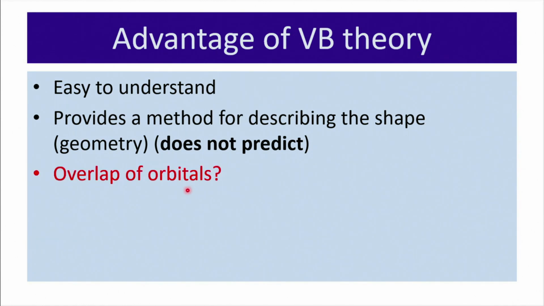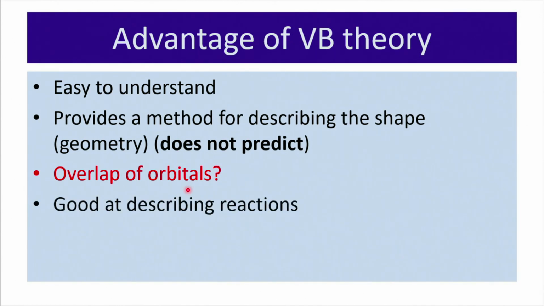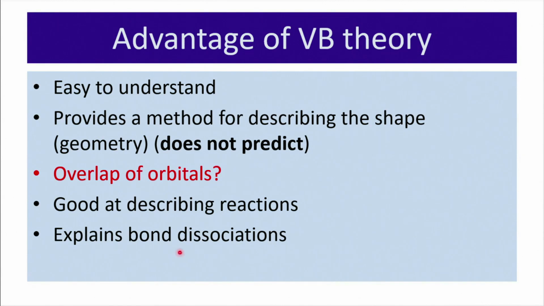When we say overlap of orbitals, what is the overlap of orbitals? We will look at it later. And the VB theory is extremely good at explaining how reactions proceed. This also explains the bond dissociations in various molecules. And the most important thing is VB theory can explain the resonance phenomenon which was observed in various organic molecules. So these are the various advantages of the VB theory. That's the reason people have been using VB theory for explaining the shape of the molecule.